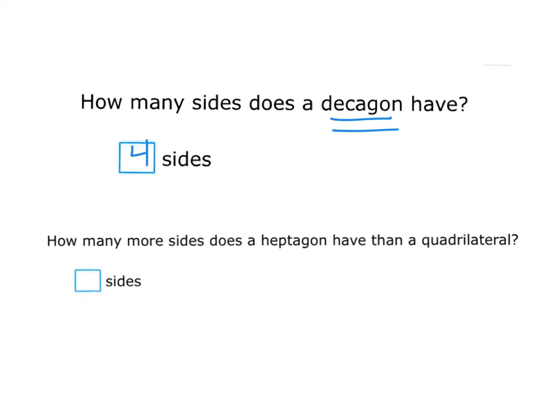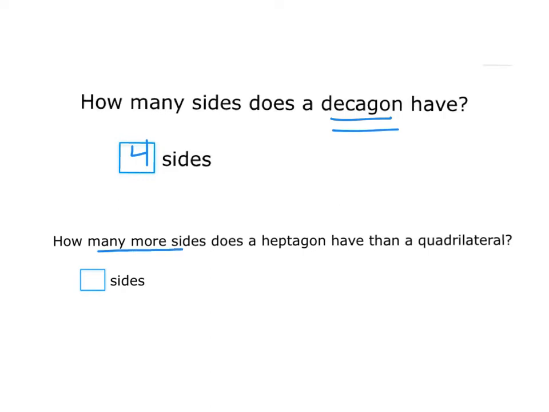Okay, do you remember how many a heptagon has? So how many more sides does a heptagon have than a quadrilateral? So a heptagon has 7, quadrilateral is 4. So since this is how many more sides, you would subtract 7 minus 4. So it has 3 more sides. So pay attention to what the question is asking, because in this case it wanted to find the difference between the heptagon and the quadrilateral.